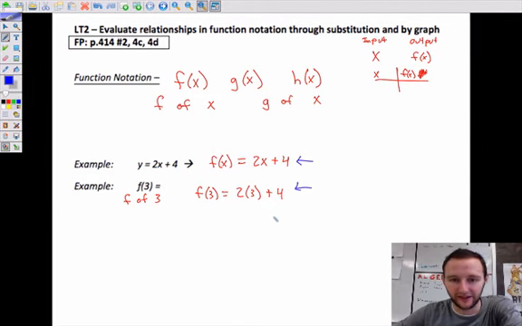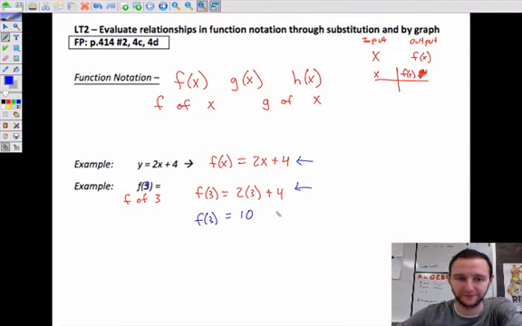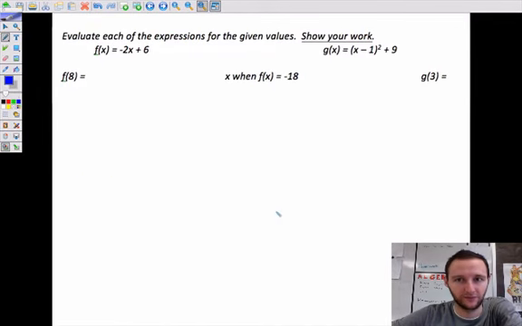Then you just calculate what this equals. 2 times 3 is 6, plus 4 is 10. So f of 3 equals 10. Or in words you're more familiar with, if I input 3 for x, I get 10 as an output. Input of 3, output of 10. So f of 3 equals 10. Couple more examples for you.